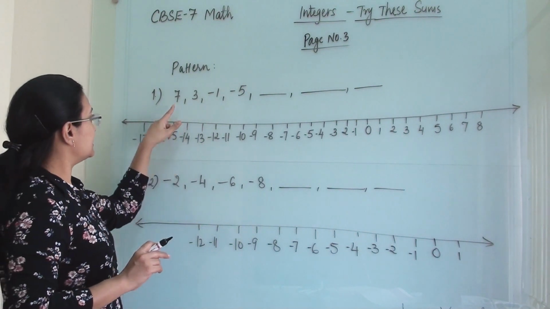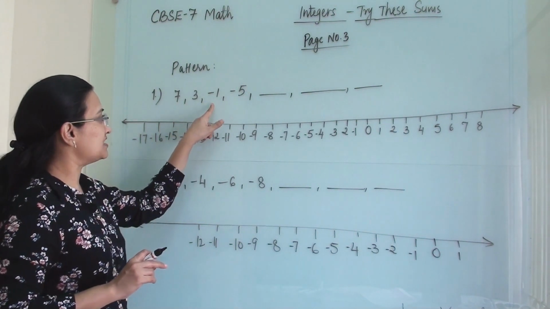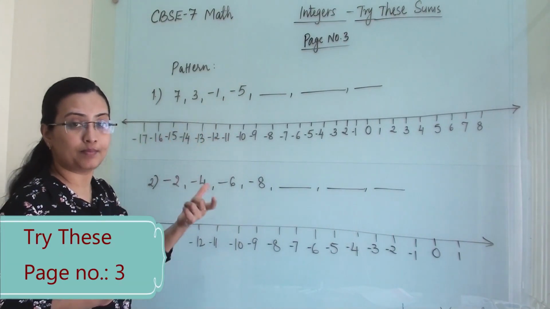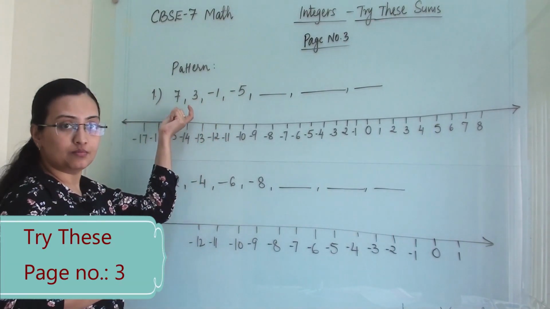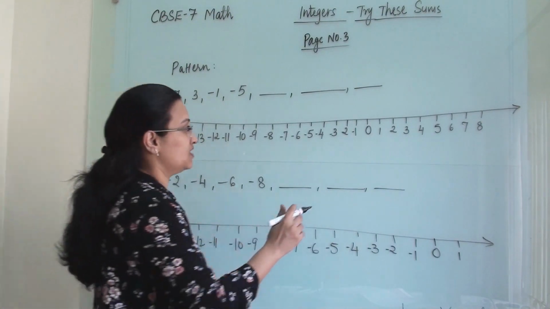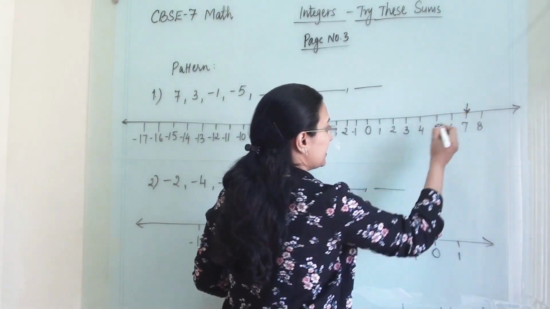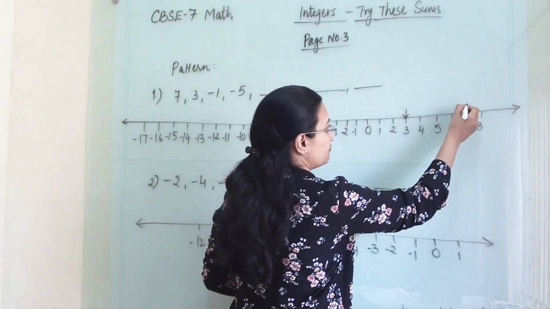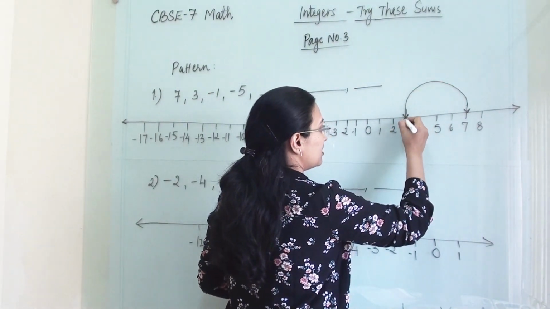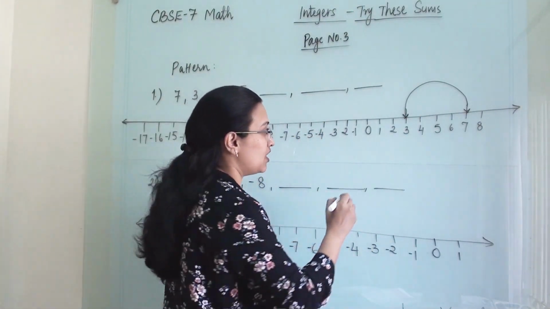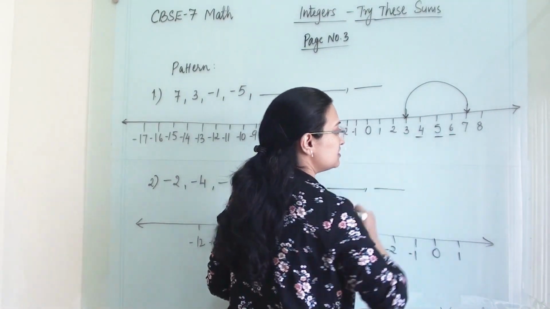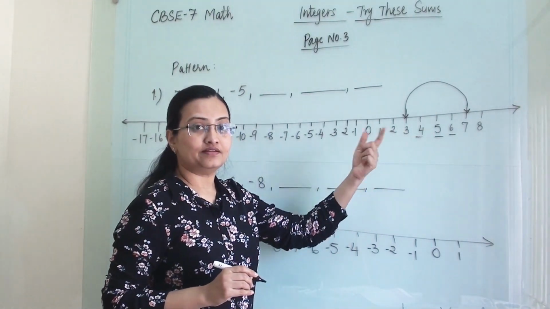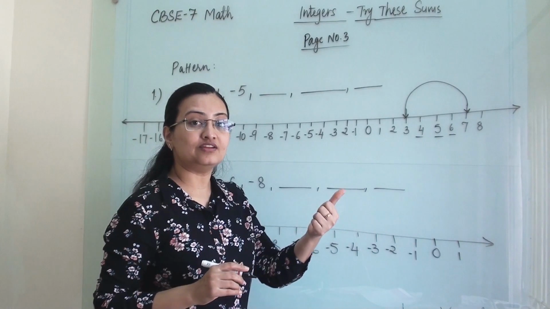So the first pattern is 7, 3, minus 1, minus 5. From these 4 numbers we will understand the pattern, that is, how many numbers we have skipped in between. We are here, and then the next number is 3. So from 7 we have come to 3. How many numbers have we skipped in between? 3 numbers.